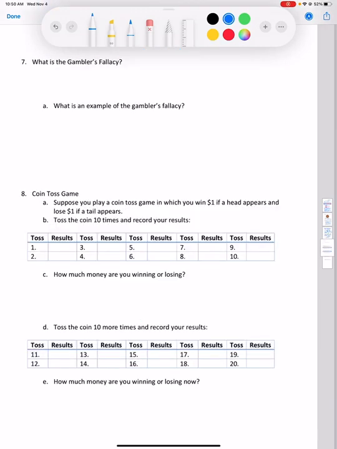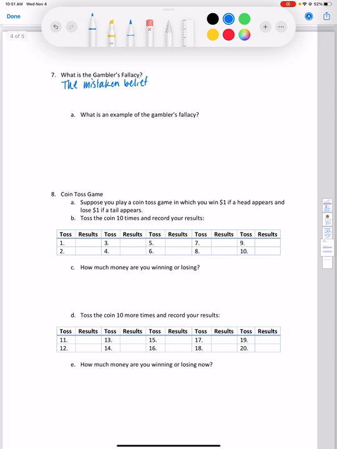In the last part of this video, we're going to talk about the gambler's fallacy. The gambler's fallacy is a mistaken belief that a streak of bad luck makes a person due for a streak of good luck, or vice versa, that a streak of good luck will continue or bad luck will continue. That's what the gambler's fallacy is.